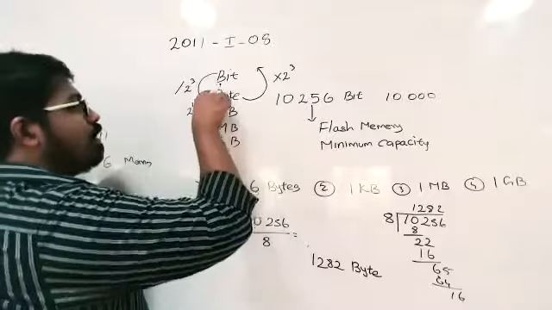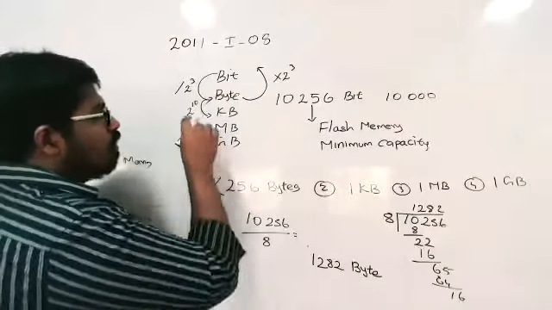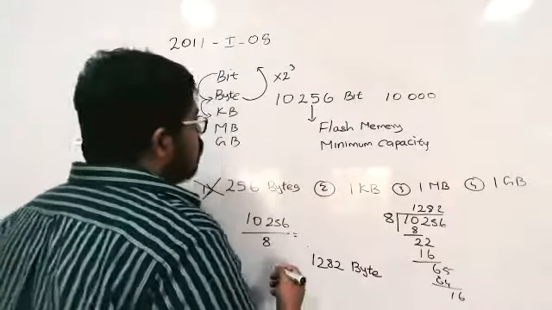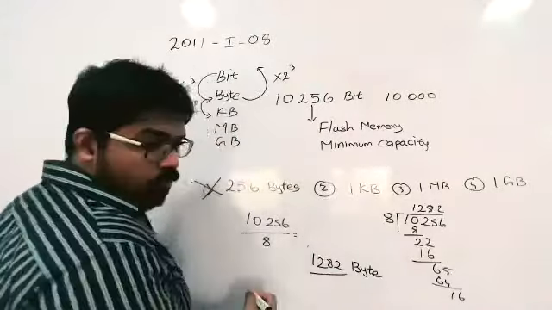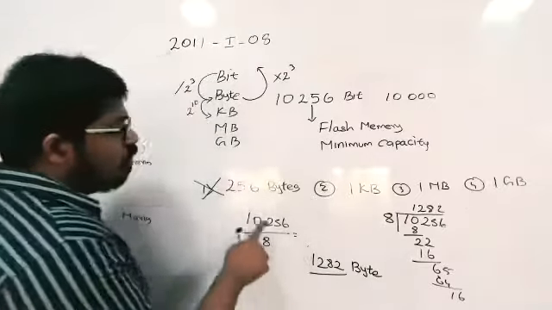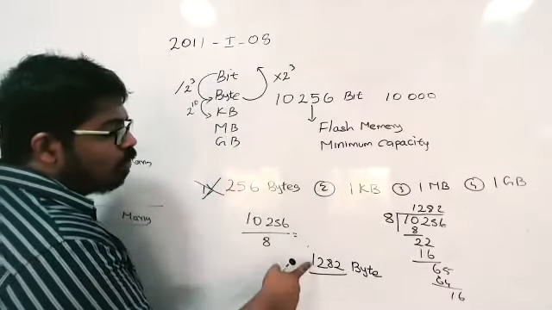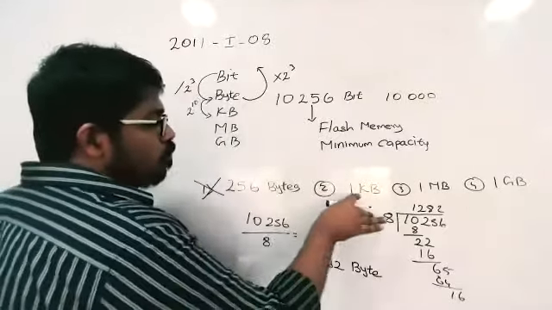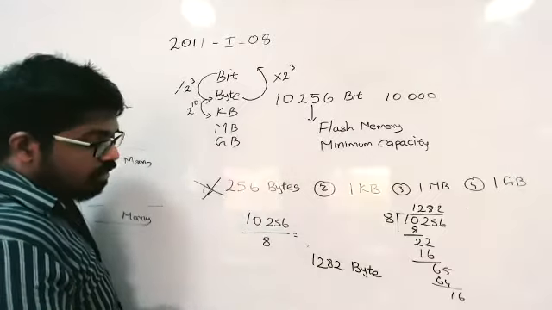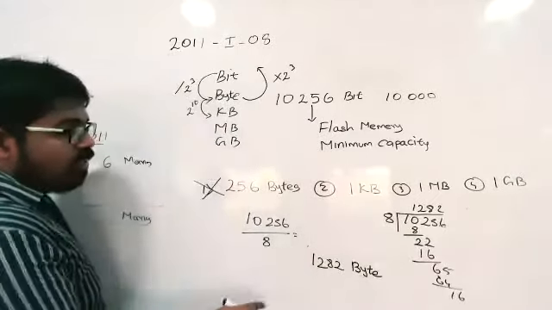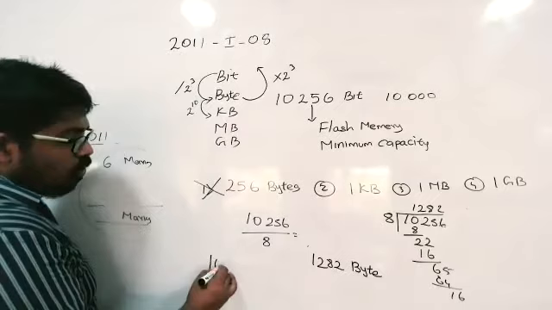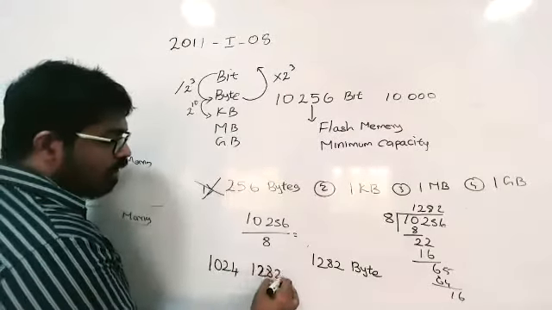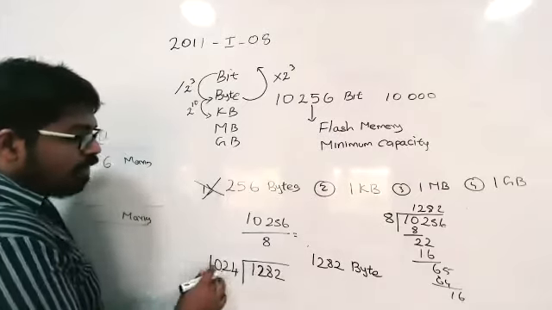When you convert byte to kilobytes, you have to divide it by 2 to the power 10. So 2 to the power 10 means 1024. Right? So your answer is now in bytes, 1282, but we need the kilobyte conversion. When you have the kilobyte conversion, you have to divide it by 1024. So 1282 will be divided by 1024.